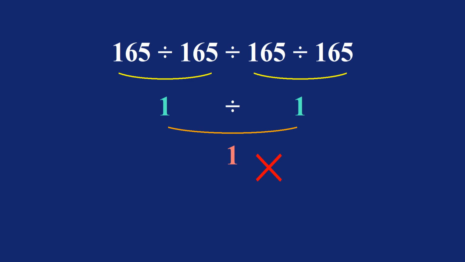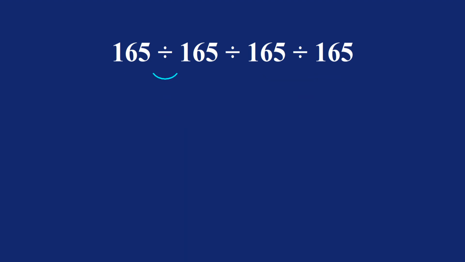But this answer is not correct because according to the order of operations, we must do this division, then this division, and at last this division. So we have first this division, 165 divided by 165 equals 1.